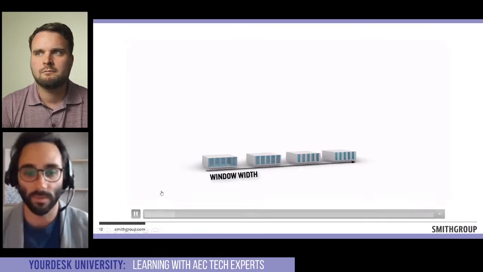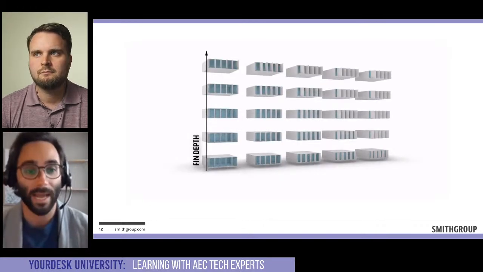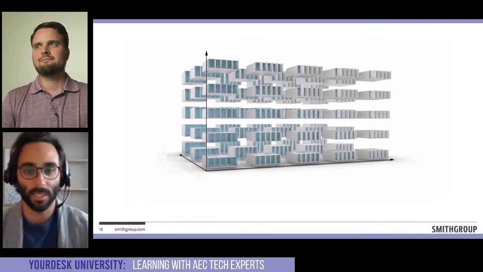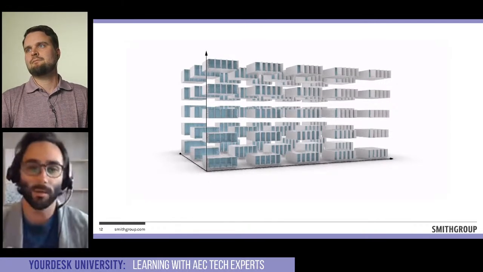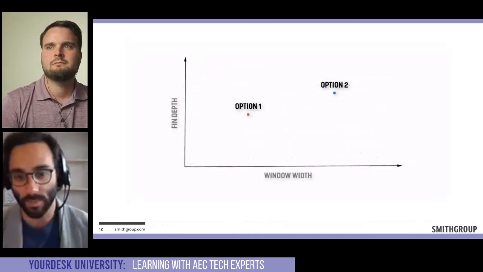Okay, I have this collection of design options. Try a different parameter, fin depth. I now have an array of possibilities. Add a third dimension here, a third parameter, and now you'll see I have a space of design possibilities. This is my design space. And now don't look at these as actual options. Consider them as data points defined by their coordinates within that design space.